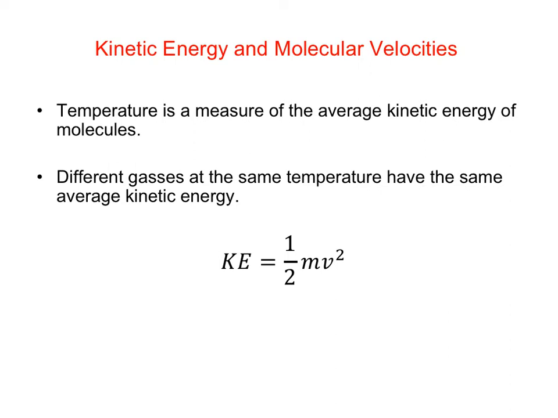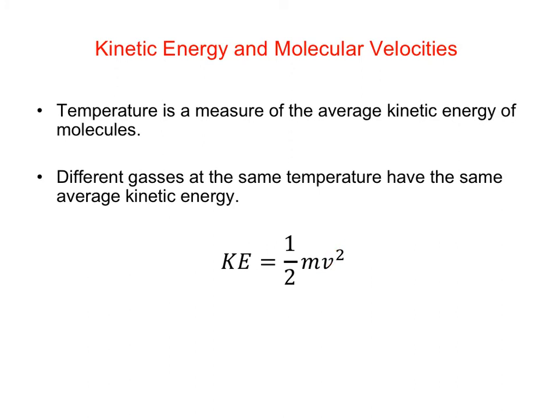So we said before that temperature is a measure of the average kinetic energy of the molecules, and different gases, as long as they're at the same temperature, will have the same average kinetic energy. So in order for that to be true, because those molecules are going to have different masses, they must also have different velocities.